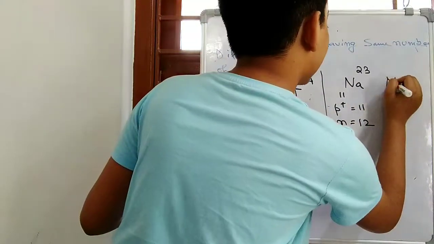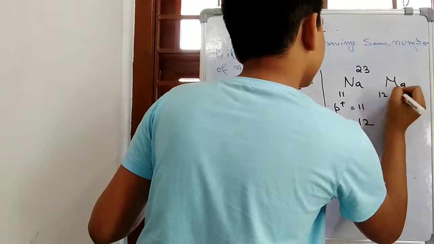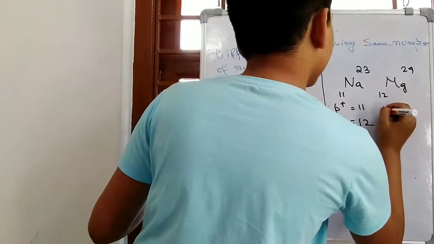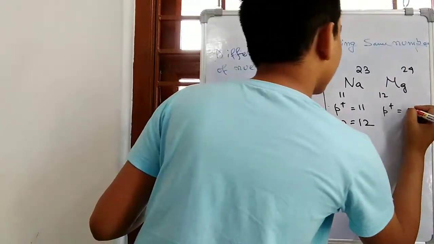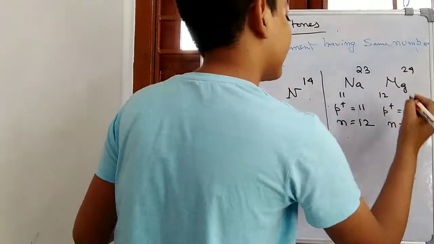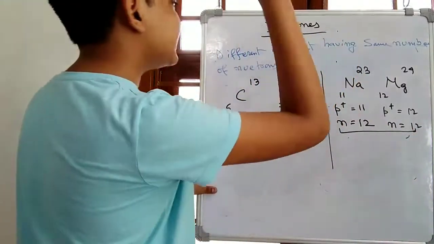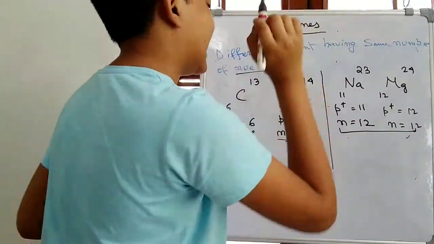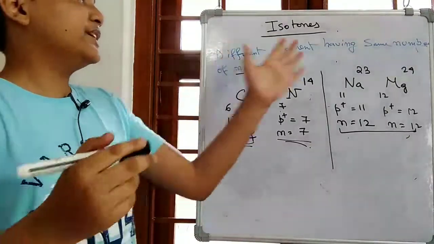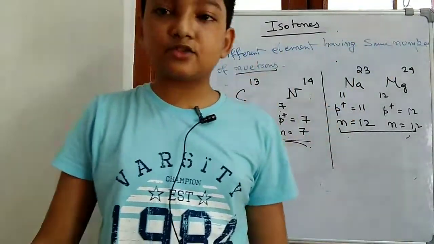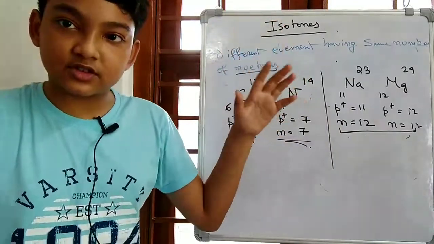Now let us take magnesium, Mg. It is 12 and this is 24. So the protons are 12. Neutrons are 24 minus 12, which is also 12. See, the neutrons in both cases are the same. So this is another example of isotones. Different elements having the same number of neutrons are isotones. Remember this.